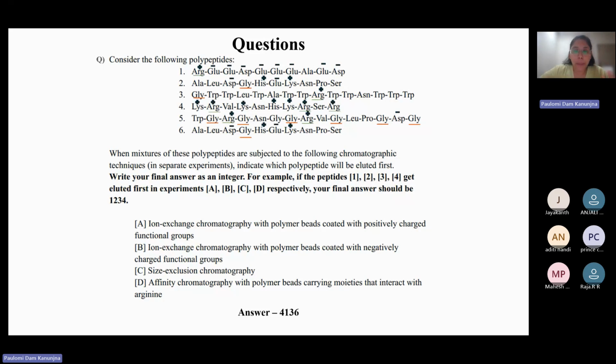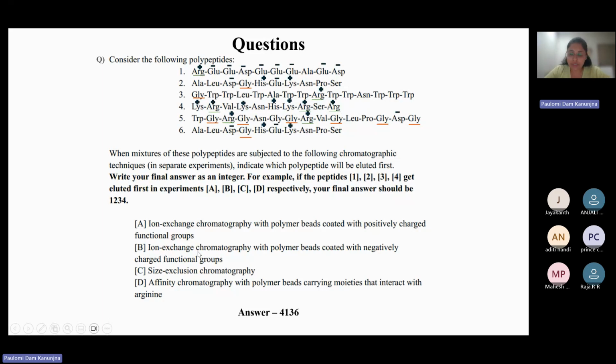Let's first look at the polypeptides and see what's actually happening. What I did in every polypeptide here is show you what is of importance to us. In the first, I have shown you the positive and negative charge wherever it is present. In the second, third, fourth, wherever there is a plus, it is a positively charged amino acid. Whenever negative, it is a negatively charged amino acid. Wherever it is red, I am showing you glycine. Wherever it is green, I am showing you arginine.